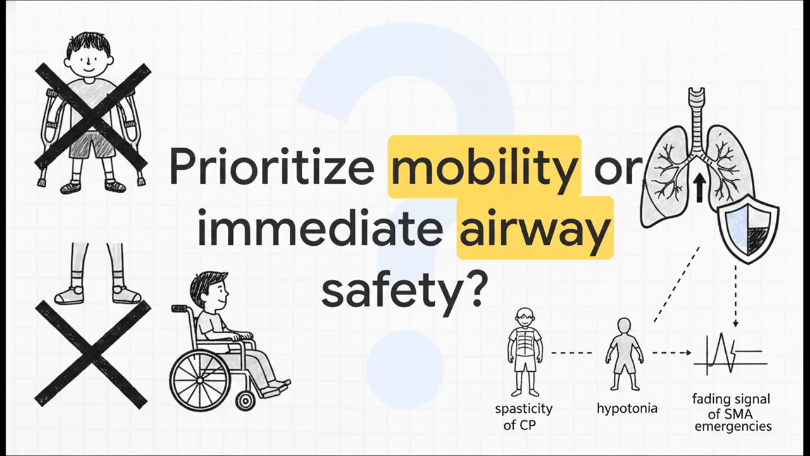And this brilliantly illustrates our final point. When a child with a neuromuscular disorder suddenly declines, you never ever get distracted by long-term mobility or developmental concerns. The airway is always the top priority. Understanding these core mechanisms, whether it's the spasticity of CP, the floppiness of hypotonia, or the fading signal of SMA, empowers you to anticipate those emergencies before they happen.